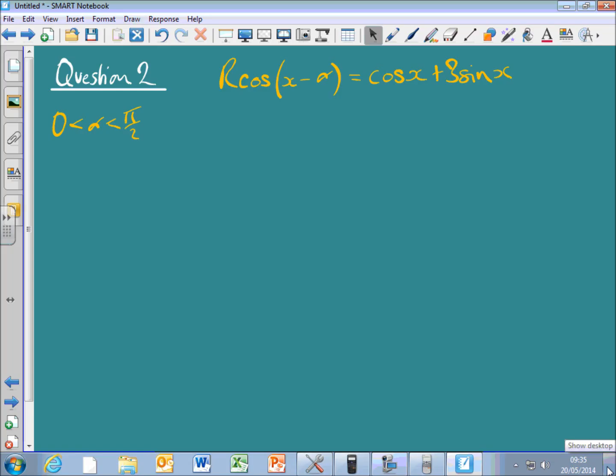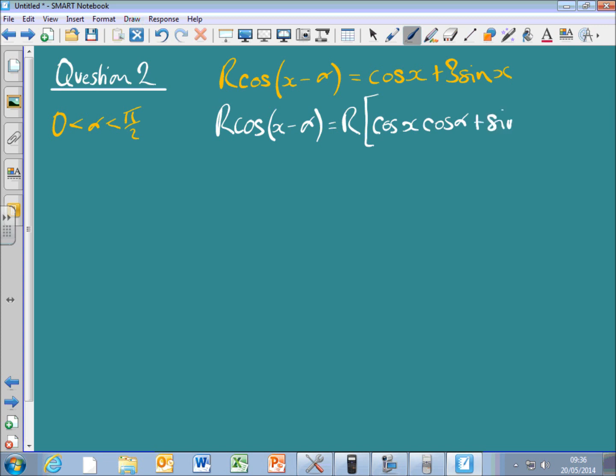So question 2, we're asked to write cos x plus 3 sin x in this form, r cos of x minus alpha. Now, if I look in the formula book that I have, you can see that r cos of x minus alpha can be written as r multiplied by cos x cos alpha plus sin x sin alpha.